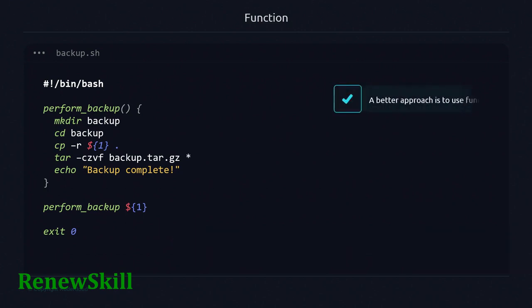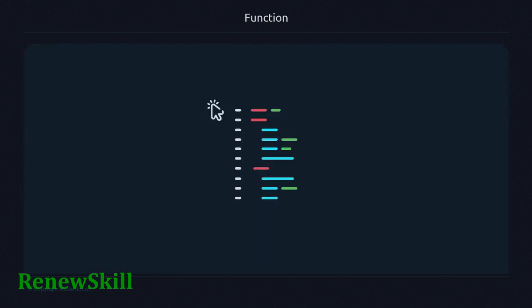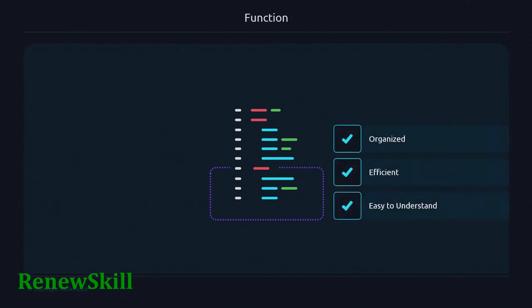A better approach is to use functions, as they allow you to group together a set of instructions that can be executed repeatedly. So once you have perfected the steps that help you resolve a particular task, you can group them together in a function. This way you can just call them each time they're required, as they can be reused while your script grows larger and more complex. Functions make your code more organized, efficient, and easier to understand.